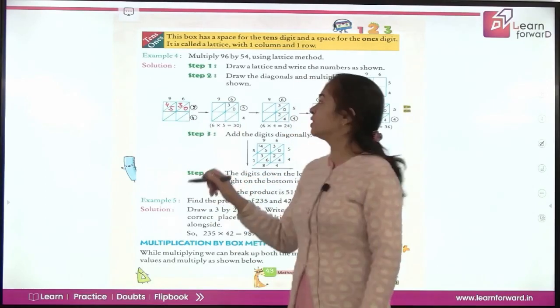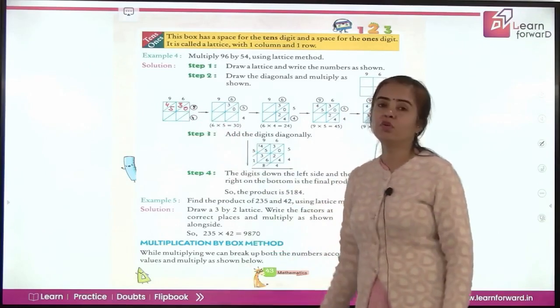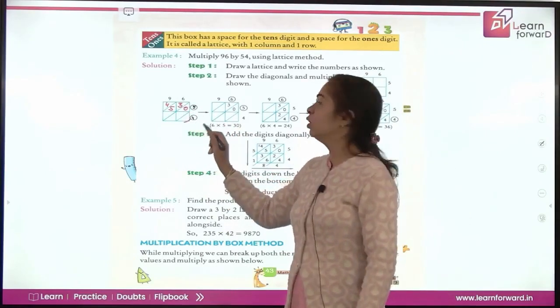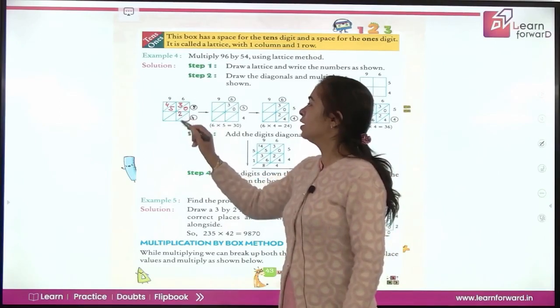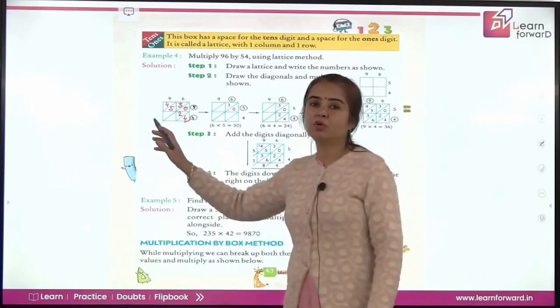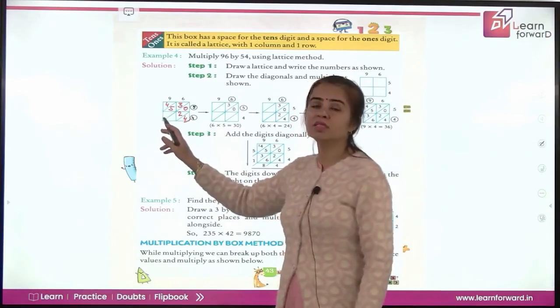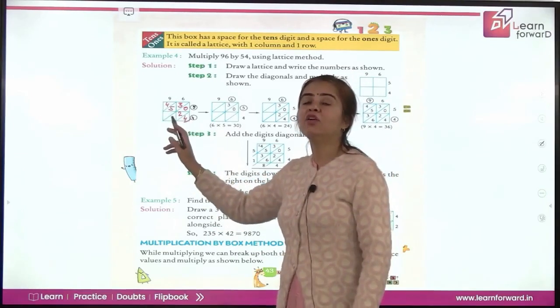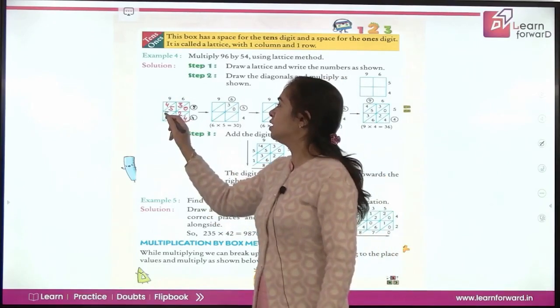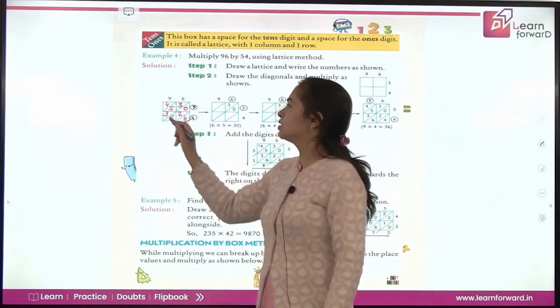Let's move to the next now. We have 6 and 4 crossing at this box. So 6 4s are 24. Above the slanting line, we'll write 2. Below it, we will write 4. Now let's come to the last box. Here, which numbers are crossing? 9 and 4. So 9 4s are 36. So 3 above the line and 6 below the line.